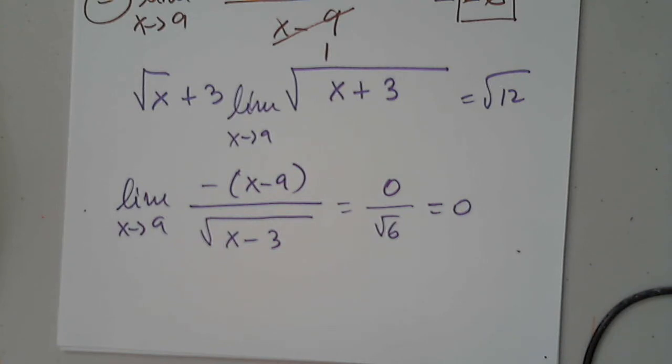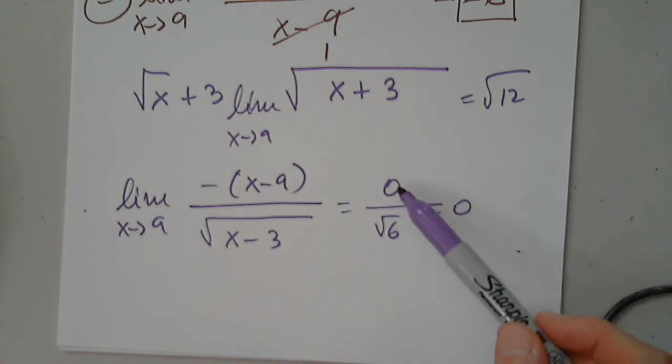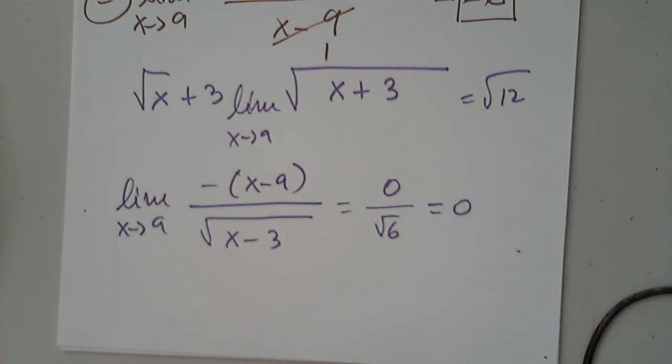We don't have to multiply. You don't have to do anything. Okay. So the numerator is 0. That's fine. The denominator is not 0. 0 divided by this is 0, and you're done.